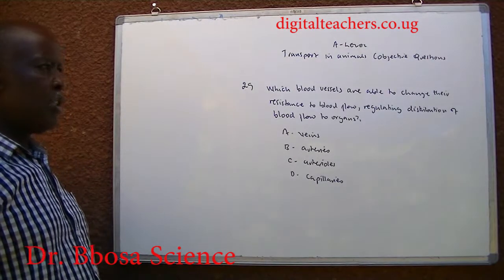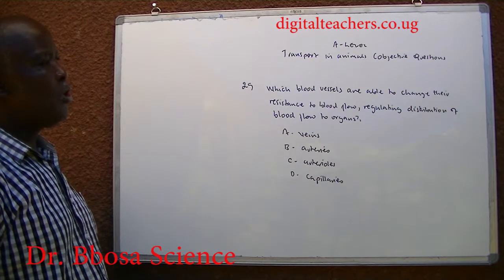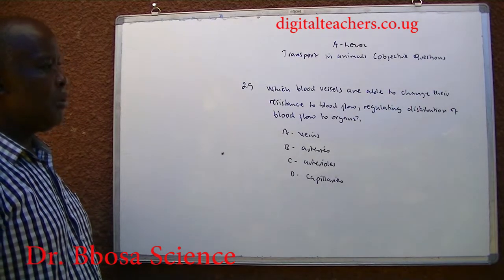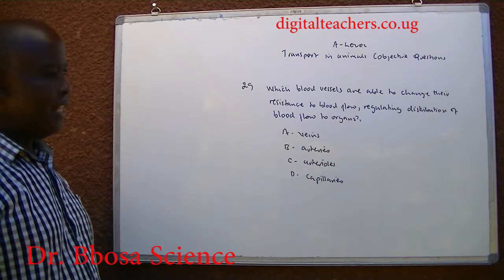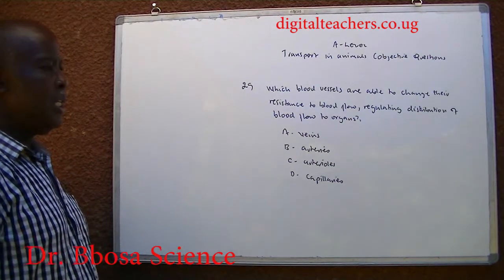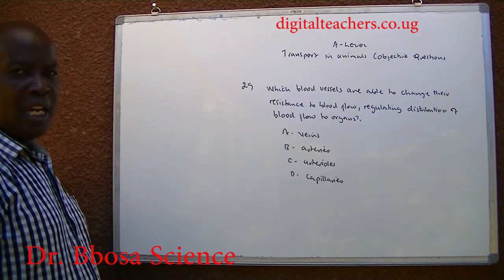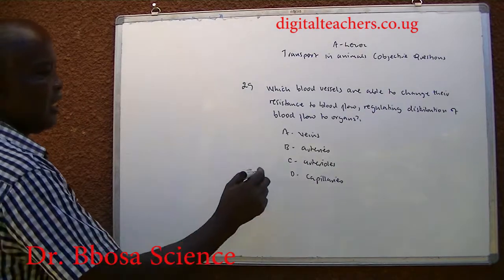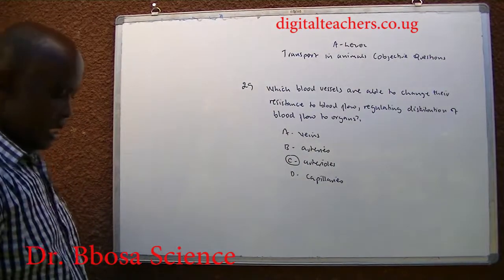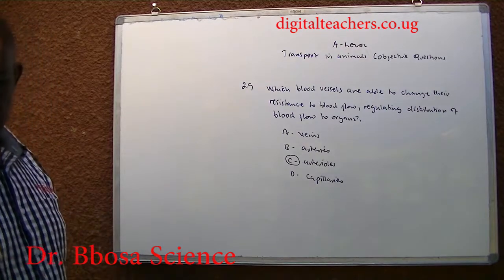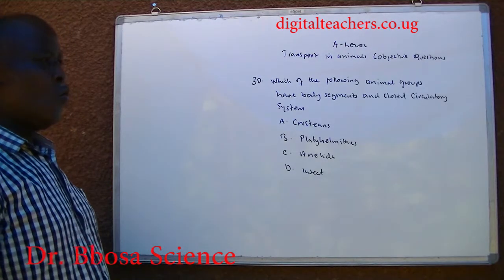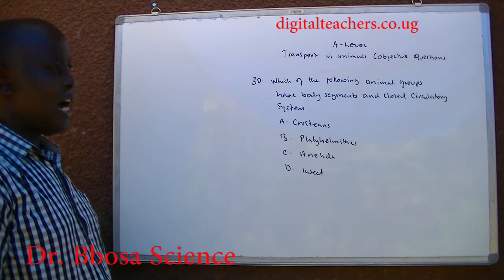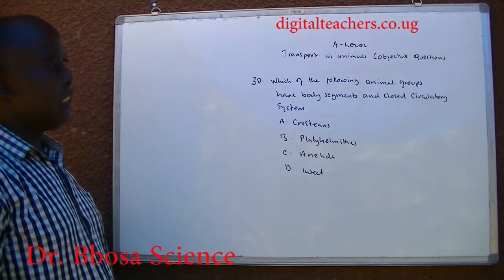Number 29. Which blood vessels are able to change their resistance to blood flow, regulating distribution of blood flow to organs? A. Veins. B. Arteries. C. Arterioles. D. Capillaries. You can pause and answer. The answer is C. Arterioles.